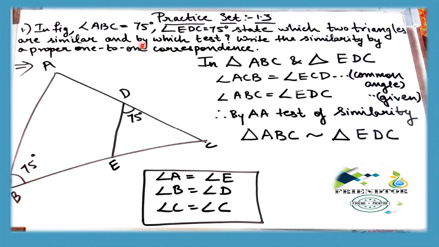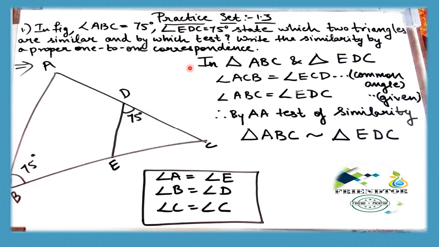So this is the first problem in your practice set. It's very simple. First let's read the question. In the figure, angle ABC is 75 degrees, angle EDC is 75 degrees. State which two triangles are similar and by which test. Write the similarity by a proper one-to-one correspondence. If you see the diagram, ABC is 75 degrees, EDC is 75 degrees, and we have to state which of these two triangles are similar, and carefully write it in proper one-to-one correspondence.